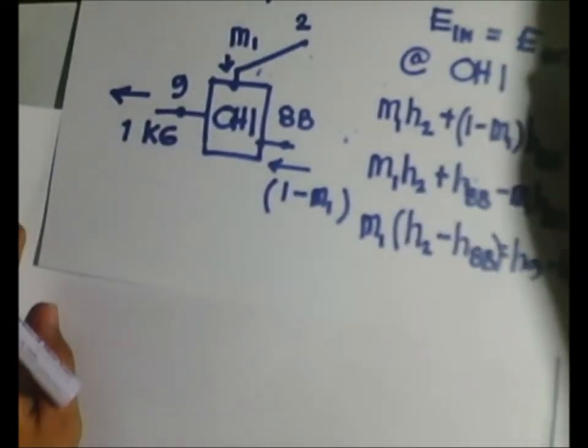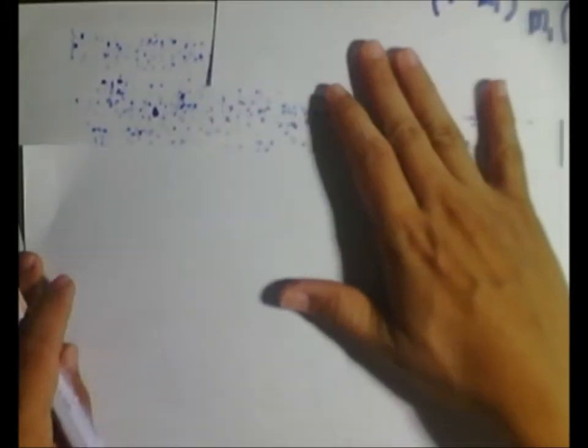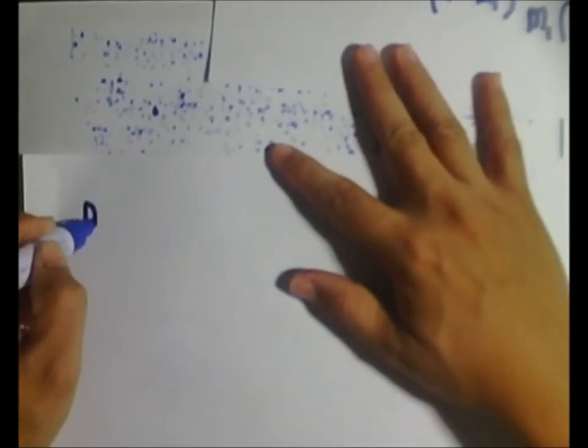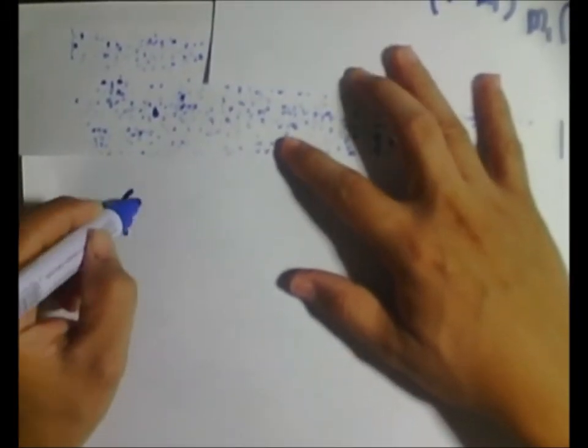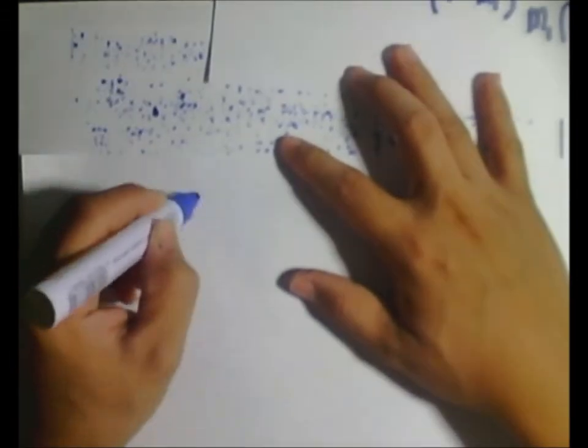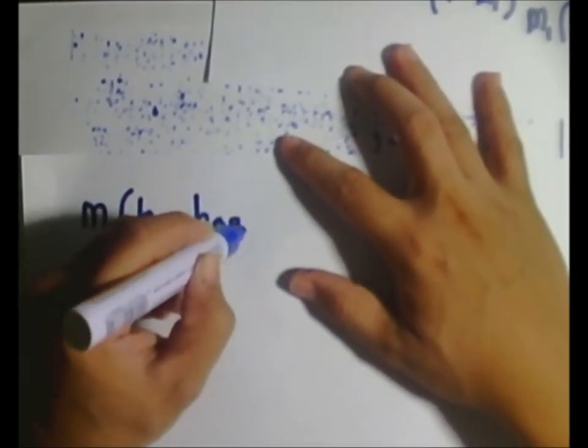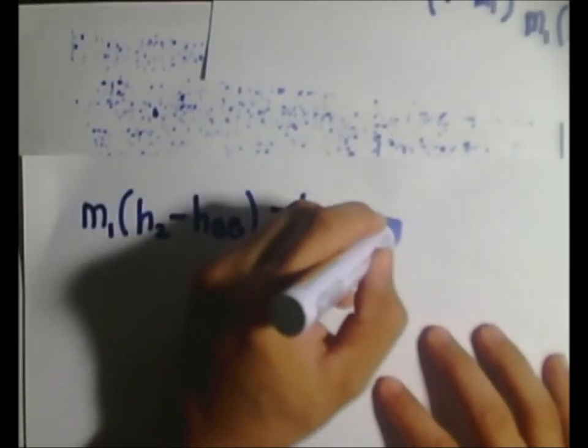From here, let's transfer that here. So we have M1 (H2 minus H8B) equals H9 minus H8B.